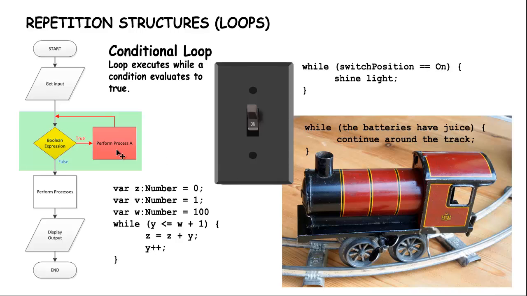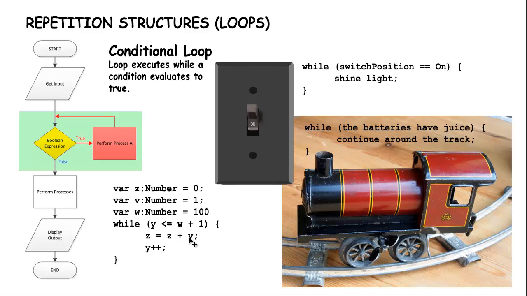Now in this example, what's being performed in the loop may or may not ever be executed. If I change my value here of variable y to 102, well, 102 is not less than or equal to 101. This would be a false statement, and the statements in the loop would never be executed.